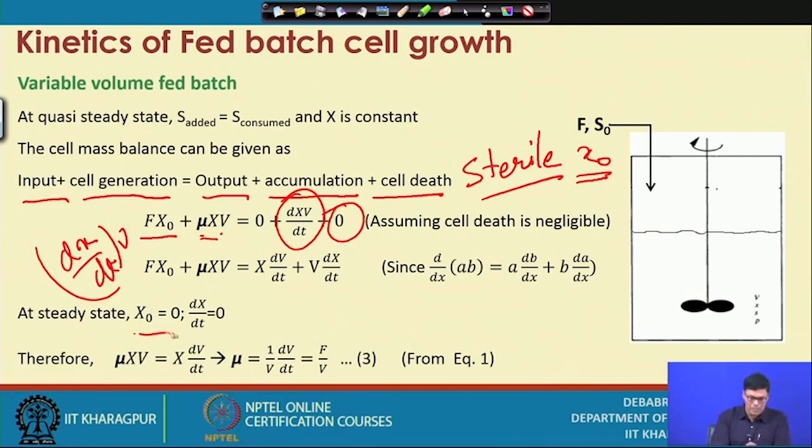Then we can assume that this is equal to 0, and then we differentiate x into V, giving x dV by dt and V dx by dt. Now, dx by dt, if we assume the rate of cell formation is constant, not changing, then we can write this as equal to x into dV by dt. Now this is equal to mu times 1 by V dV by dt equal to F by V. So what is F by V? F by V is the dilution rate that we have already seen. This is nothing but the dilution rate.